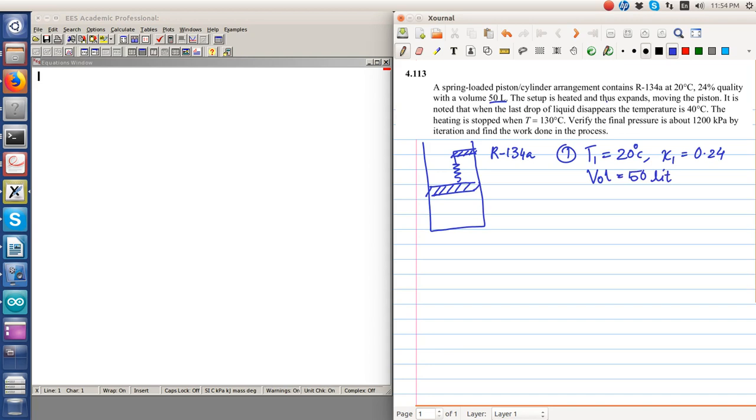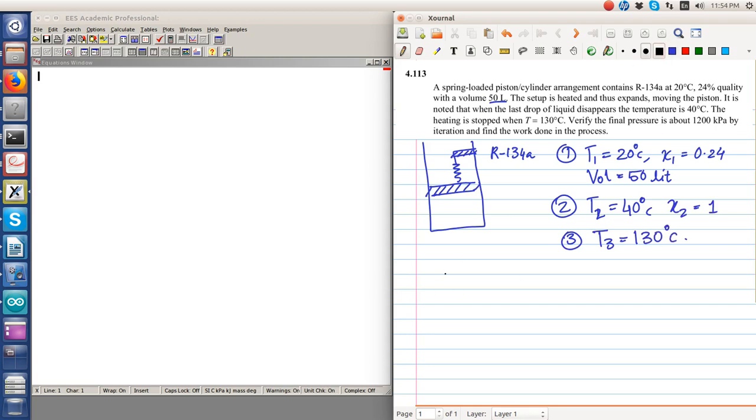The setup is heated and thus expands moving the piston. It is noted that when the last drop disappears, the temperature is 40 degrees Celsius. So state 2 is T2 equal to 40 degrees Celsius and X2 equal to 1. Heating is stopped when the final temperature is 130 degrees Celsius.